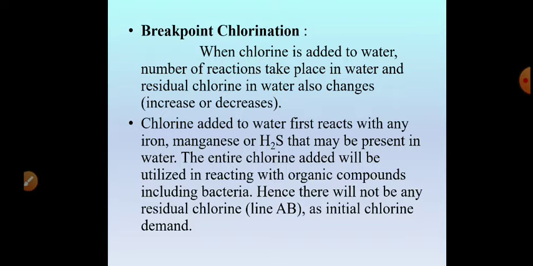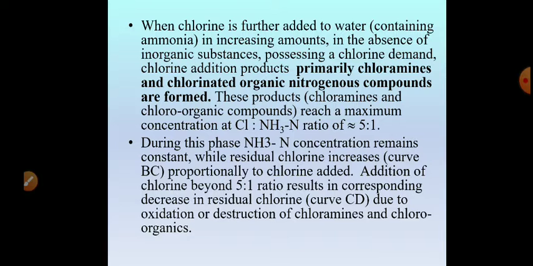Hence, there will be no residual chlorine. There will be no rise in residual chlorine. Is that clear? That means whatever chlorine you add in the beginning, some will react with metal ions like iron and manganese, or it may react with H2S. Some amount of chlorine kills bacteria and reacts with organic compounds, and hence initially all the chlorine added will be utilized and no residual chlorine will be present in water, because the initial chlorine demand is being satisfied.